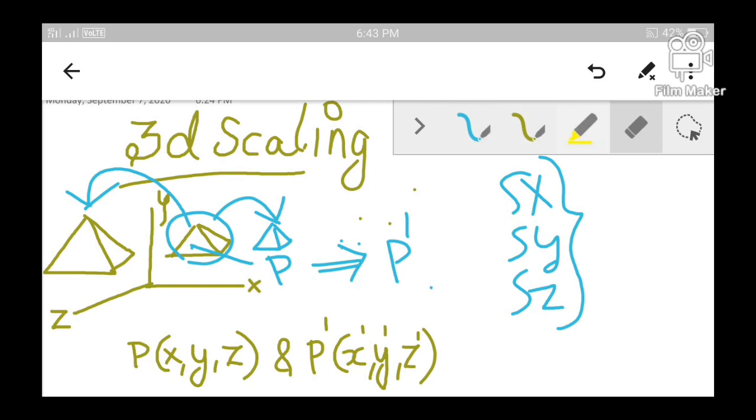And if all these three values are equal, it contributes to uniform scaling. If all these values are different, it contributes to differential scaling. So this is all about 3D scaling.